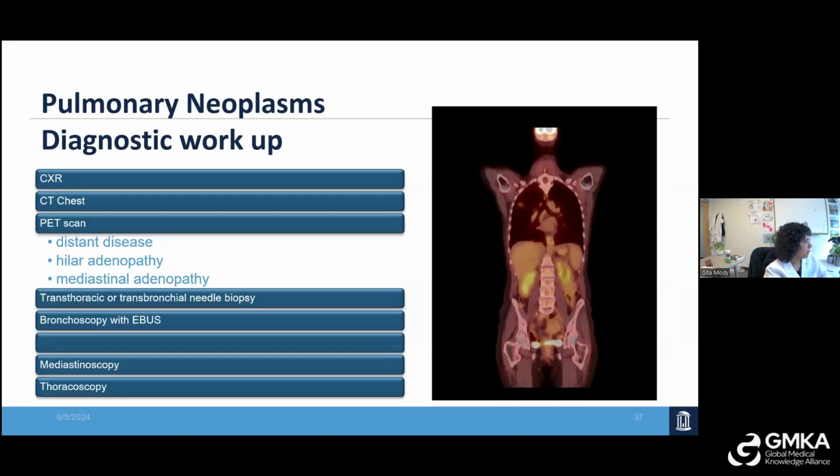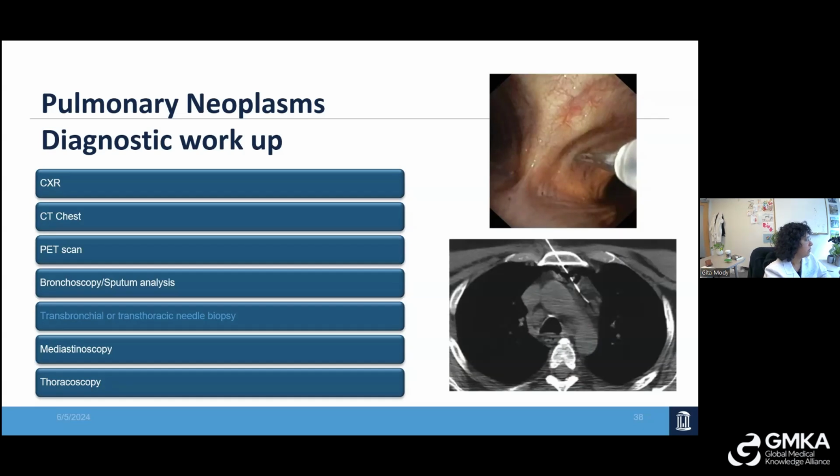After we review the CT, we usually get a PET. It tells us about regional involvement and any metastatic involvement, except of course the brain, which has to be staged separately. And then finally, tissue sampling, which can be done in many ways.